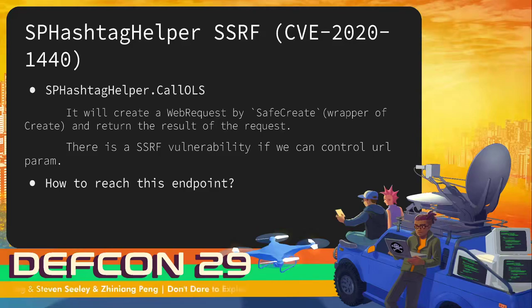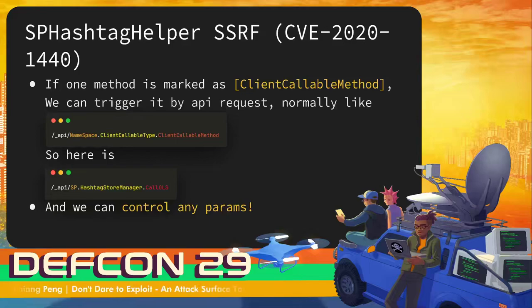At first, we need to judge whether we can access this method. Through the research of official documentation and online materials, we found out that when a method is marked as client callable method, it means that we can call it with an HTTP request. The generated format is /sp/namespace.ClientCallableType.ClientCallableMethod. So the path here should be /sp/sp.hashtags.management.callOLS. Note that here is SP, not SharePoint. And we can control all the parameters of the client callable method function.